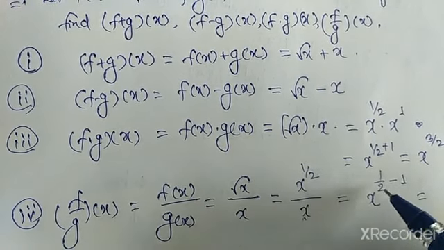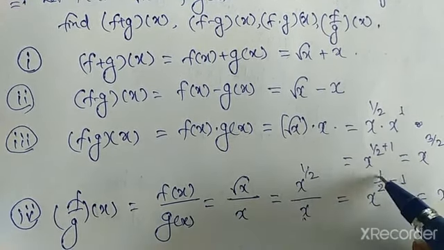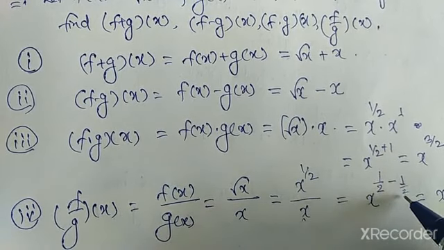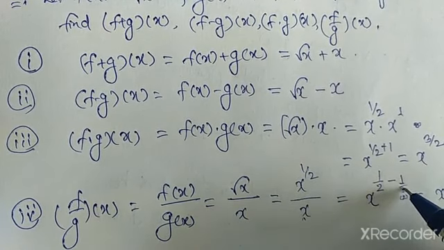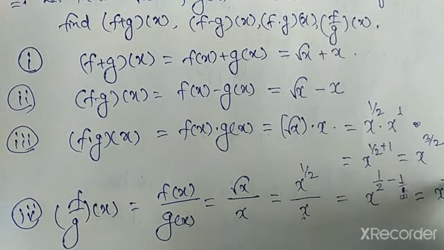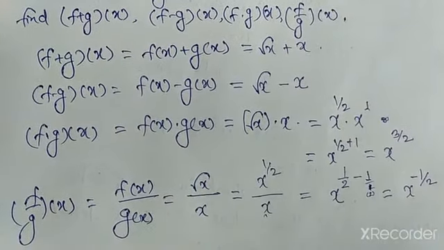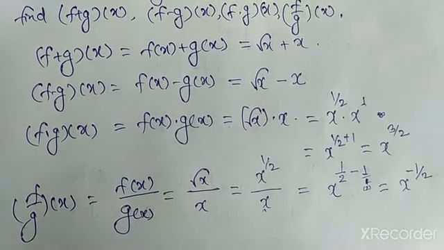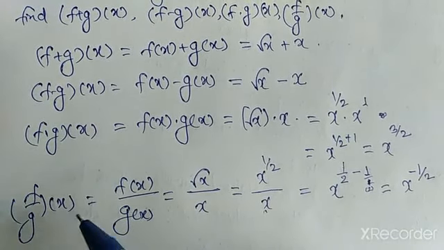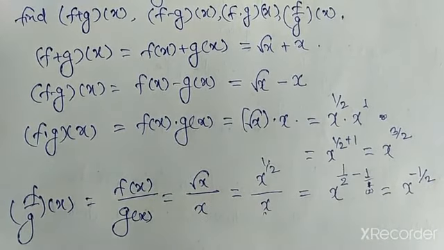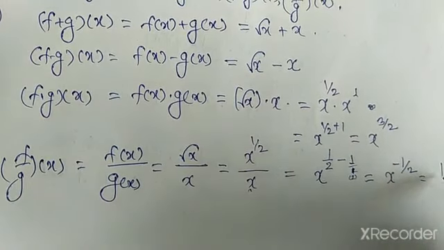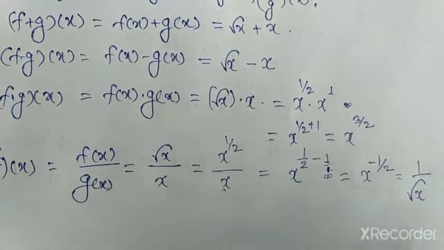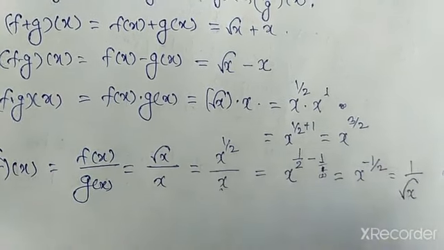So here x raised to 1/2 minus 1, its LCM will be 2, so we multiply by 2 on both numerator and denominator. So 1 minus 2 is minus 1 upon 2. Our quotient function f upon g of x is equal to x raised to minus 1/2, which gives 1 upon square root of x. And x should not be equal to 0.